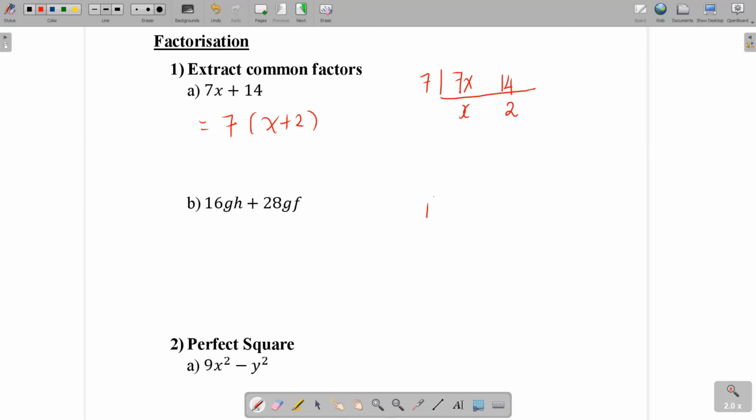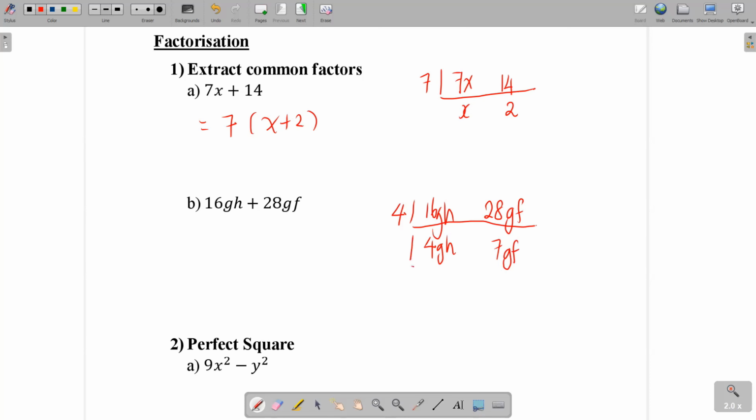We have 16GH and then 28GF. Alright? We use the division method. First, we start with the numbers. So the numbers 16 and 28 have the common factor of 4. 16 divided by 4, we get 4, and then we copy down the GH. 28 divided by 4, we get 7, and then we have 7GF.